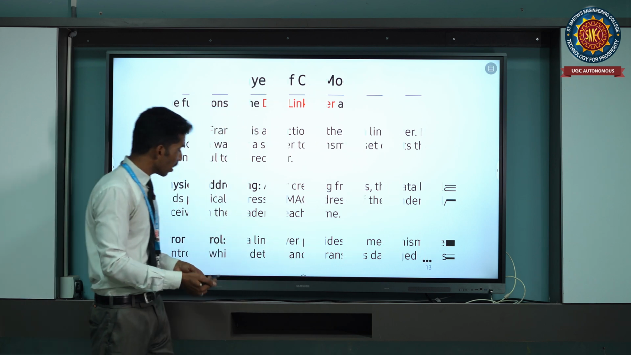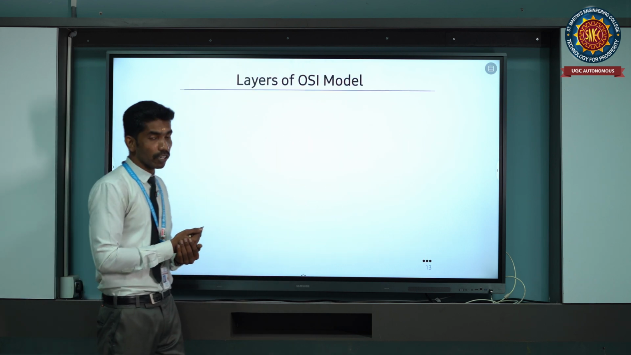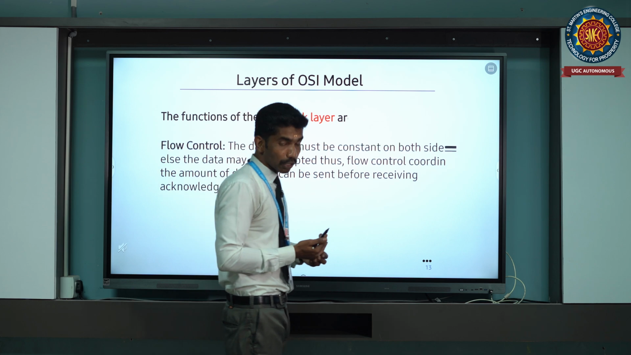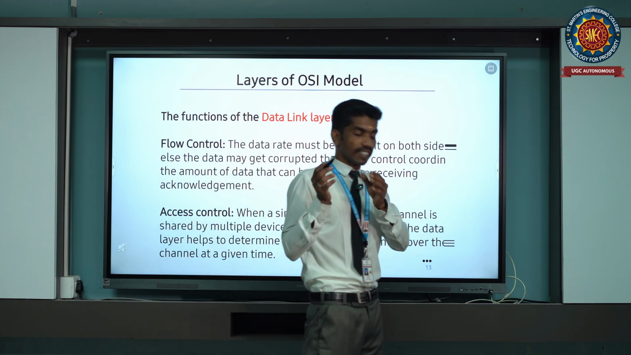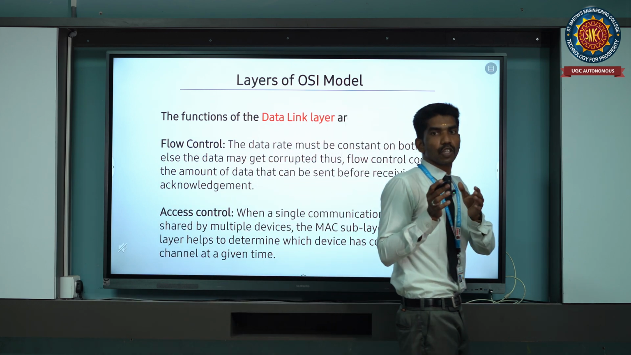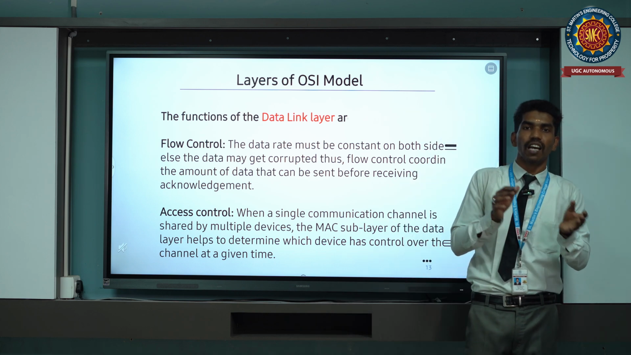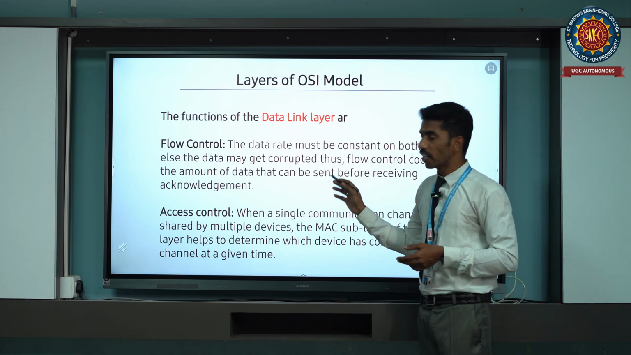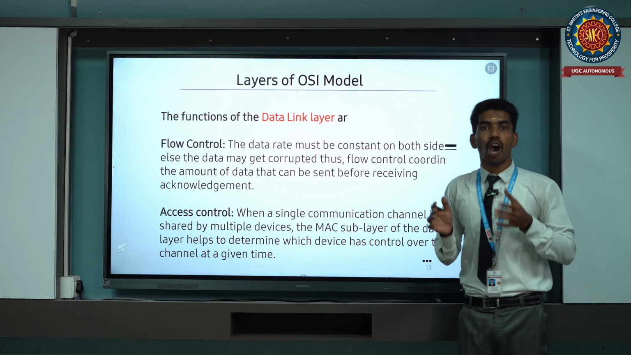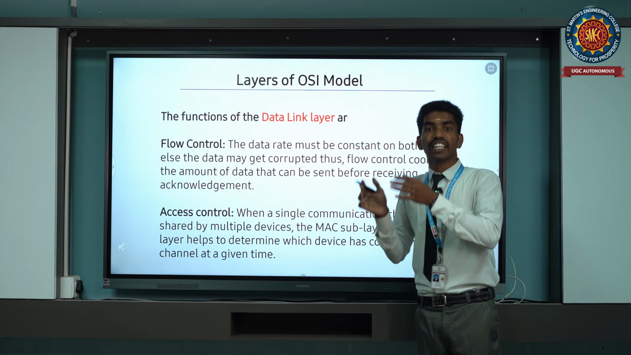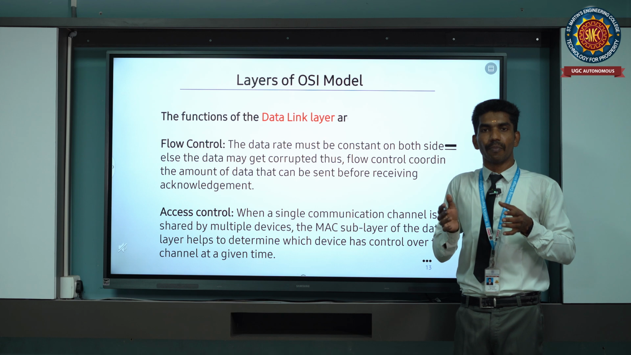Okay, that is called error control. Next one, flow control. Flow control is nothing but a rate which will be maintained by both the sender and the receiver side. The sender has to maintain the same bit rate or speed as the receiver side, then only they can transmit the information successfully.